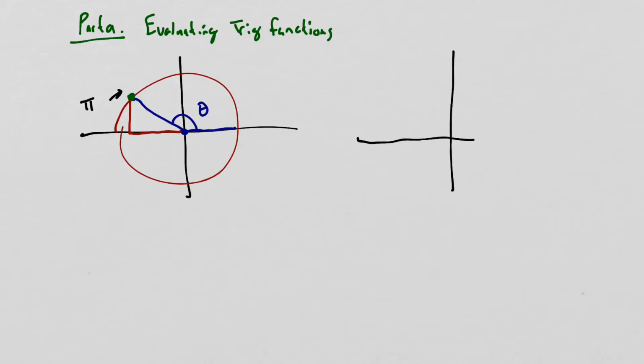In quadrant 1, all trig functions are positive. In quadrant 2, only the output of the sine function is positive. In quadrant 3, only the output of the tangent trig function is positive. And in quadrant 4, only the output of cosine will be positive.